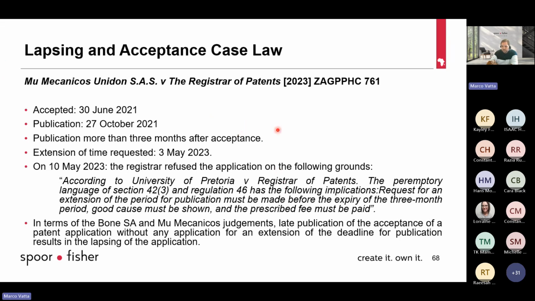So sorry, just to repeat that, in this instance there was no request to extend this publication date lodged in support of the application, so there was no ground for which this patent was permitted to have been published later than what it should have been. So no good cause was provided. There was no request for the extension of this.